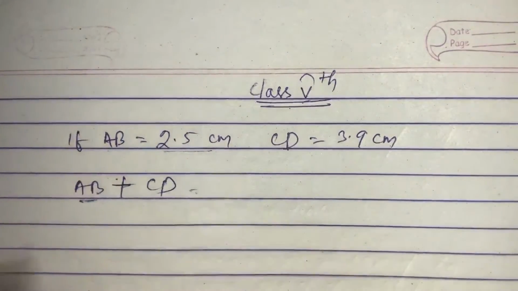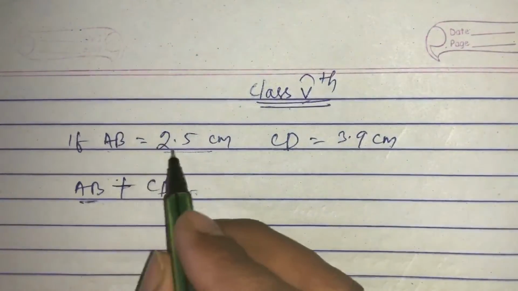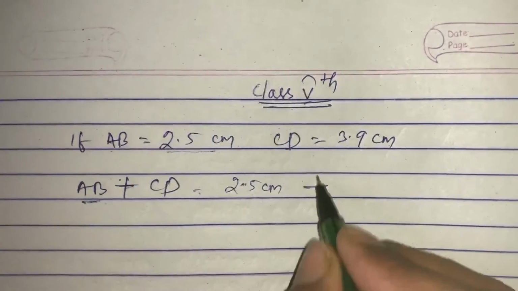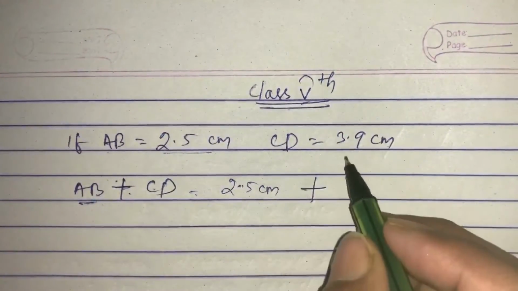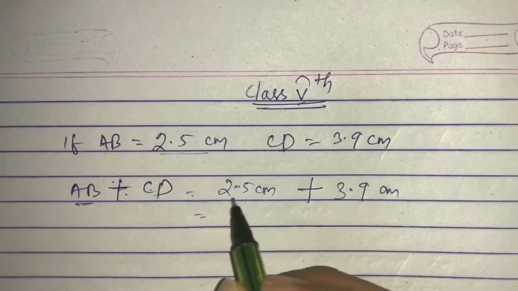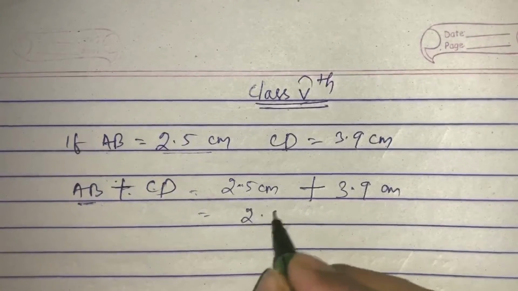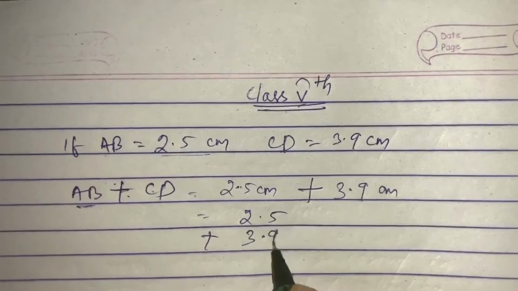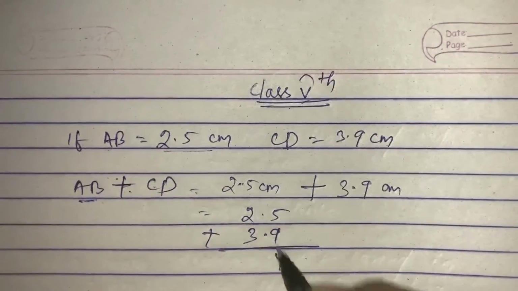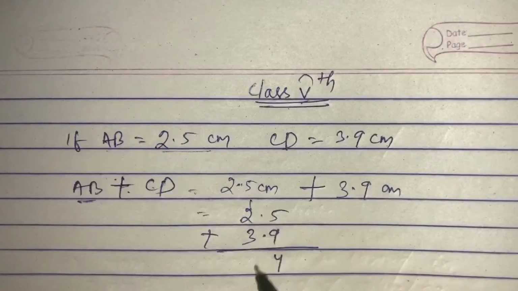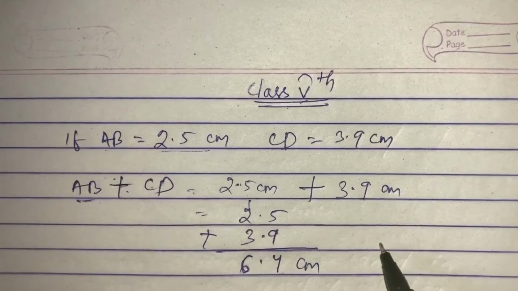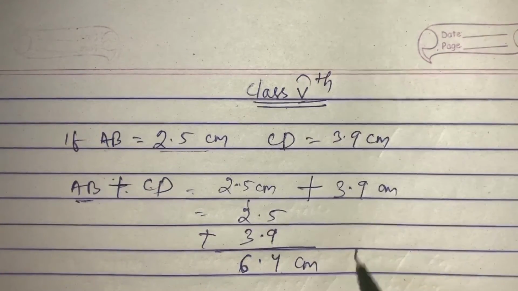The value of AB is 2.5 centimeters. Now the plus symbol, then CD, which is 3.9 centimeters. So add 2.5 plus 3.9, and the answer is 6.4 centimeters. Now with the help of a ruler, this is your ruler.